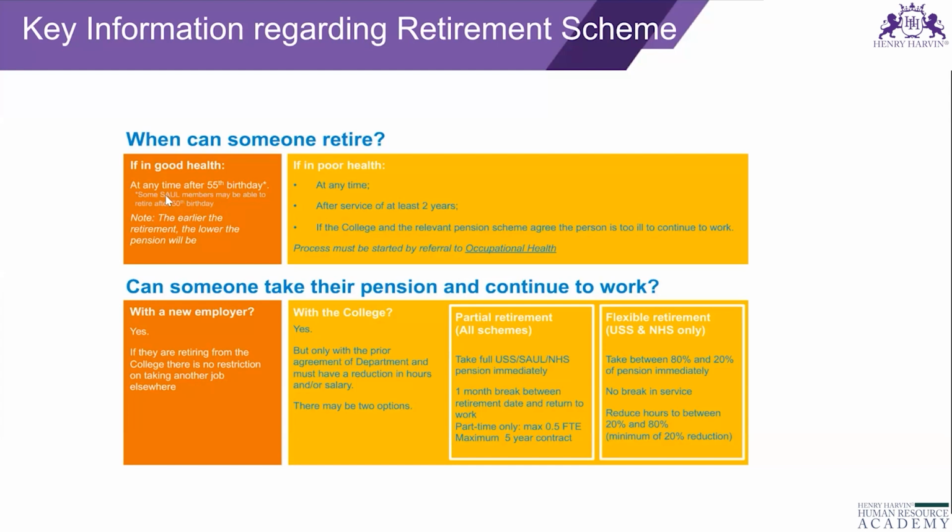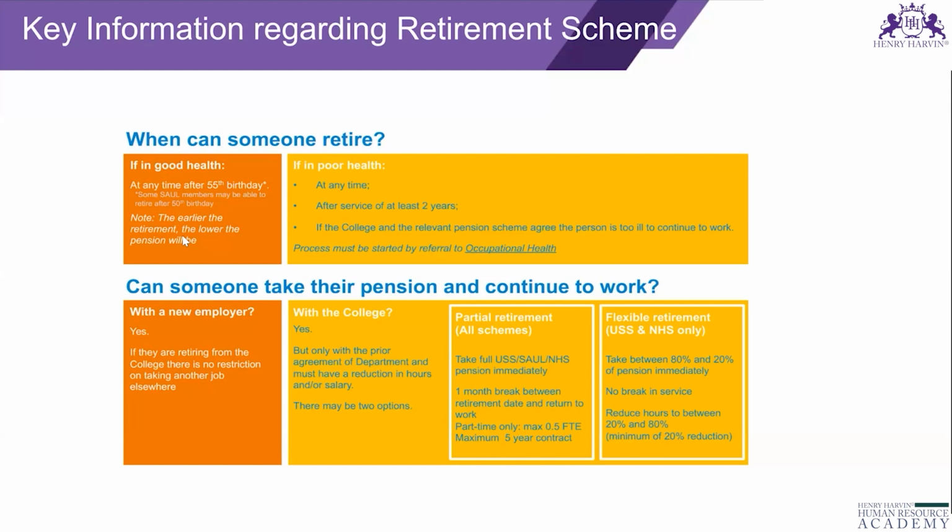In the UK we also have old pension schemes. There are different pension schemes, right? So in the UK also there are different kinds of pension schemes: SAUL, then you see USS and NHS. Three pension schemes are mentioned here. So if it is a SAUL member, they can retire early, which is after their 50th birthday.